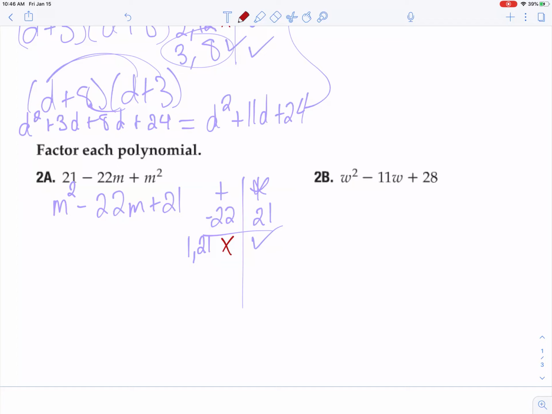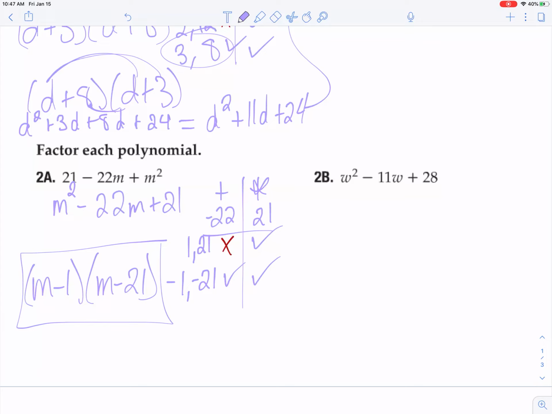If the two numbers you're using, when you add them together, give you the right number here, but it's the wrong positive or negative, try this. Switching both signs. Because a negative times a negative is still going to be a positive 21, but now a negative 1 plus a negative 21 equals negative 22. So my answer is m minus 1, oops, that was supposed to be parentheses, and m minus 21. That's the answer.